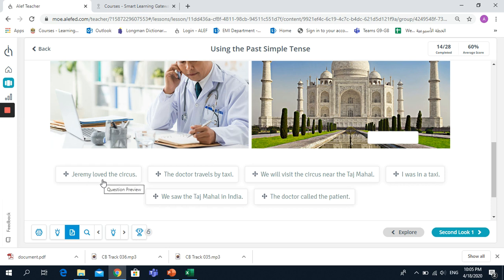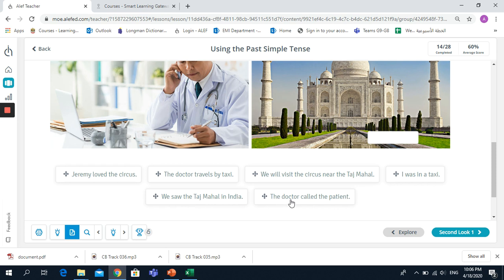Number 1, Jeremy loved the circus. Number 2, the doctor travels by taxi. Look at the verb. Is it in the past? Number 3, we will visit the circus near the Taj Mahal. Number 4, I was in a taxi. So as you remember, the past form of is is was. So I think this is one of the pictures that matches the sentence. Number 5, we saw the Taj Mahal in India. Remember the past form of see.